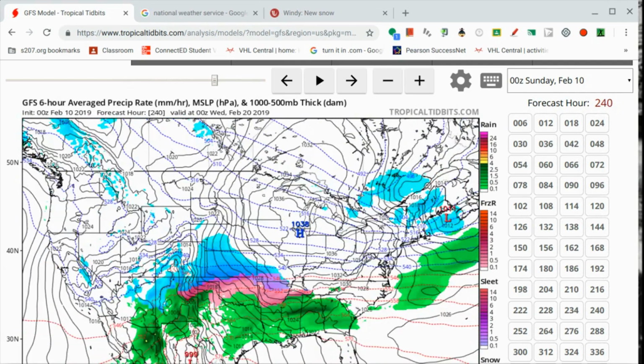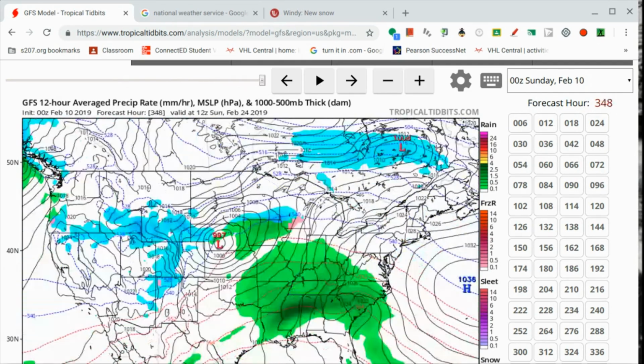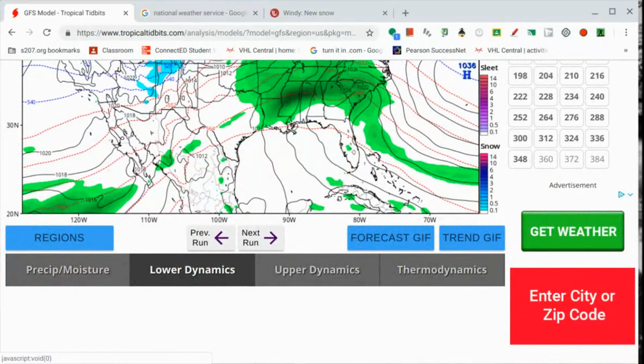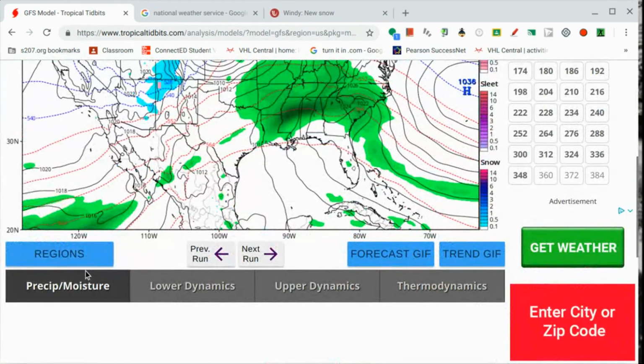Look at that. That's potentially going to happen. That's still far out, but it's always a possibility. So quite a bit of exciting things occurring in the next couple of days. This was just a GFS model run. I'll show you the other models in just a minute.